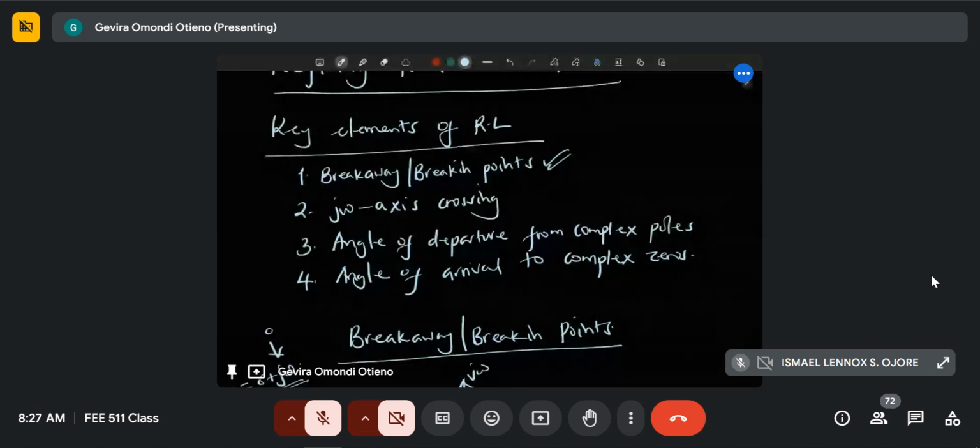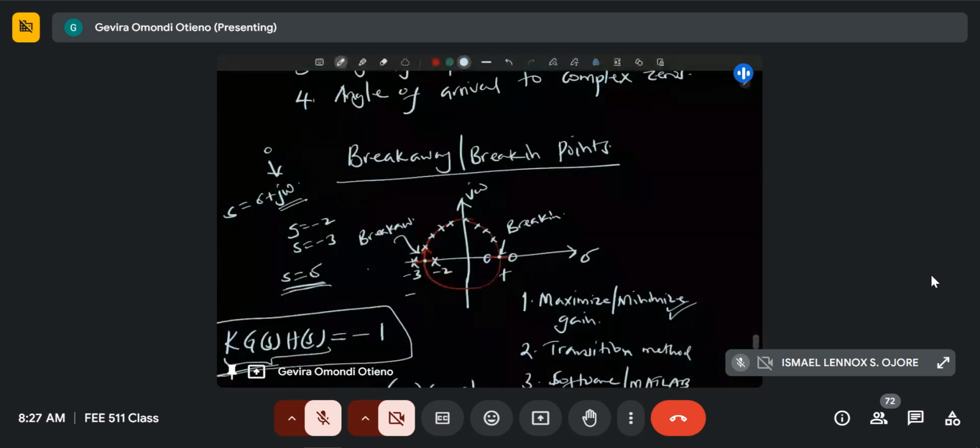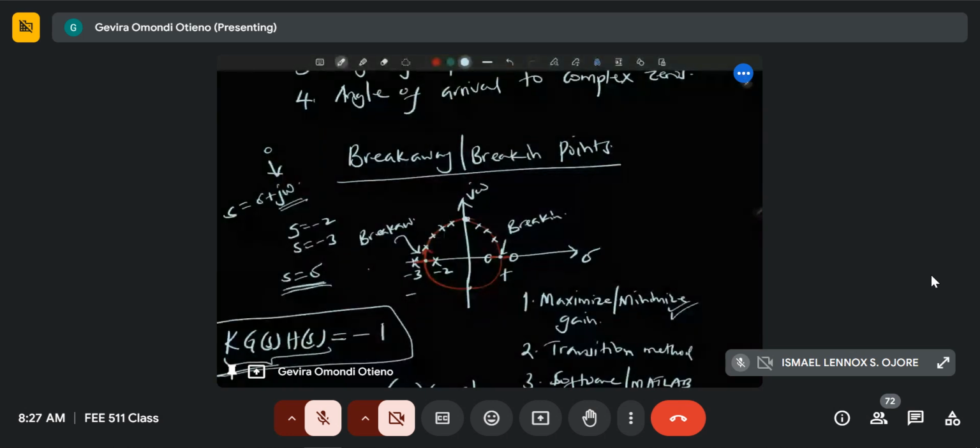Now, to calculate the J omega axis crossing, usually it is this point we are looking for, the point at which the poles cross the J omega axis in their pursuit to join a zero somewhere. So this is the J omega axis crossing, and it is associated with a certain gain. So we need to know what the crossing is and what the gain is.